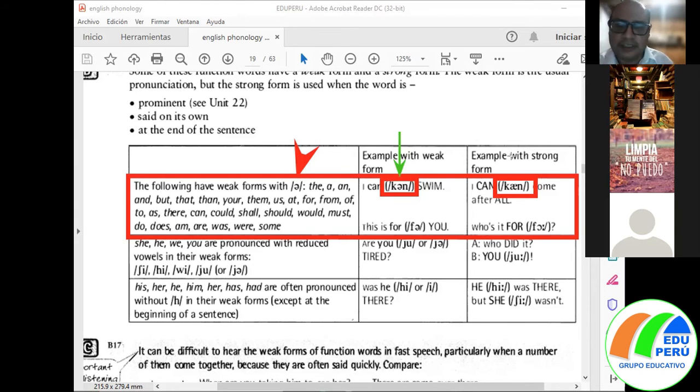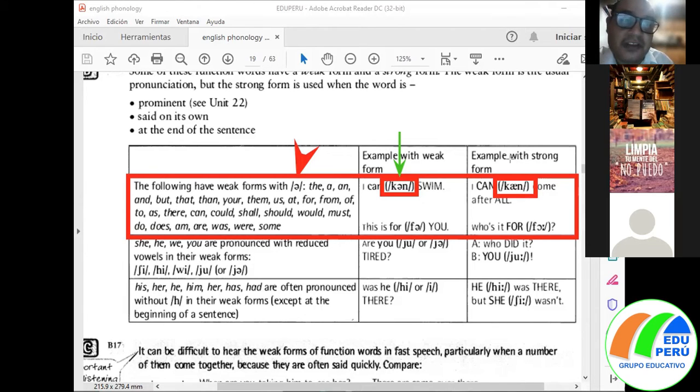For example, in this sentence in the third column, I can come after all. So you're emphasizing that you're capable of doing that. You're able to do that. So you emphasize, I can come after all. Notice you are giving stress to the function word, but in the previous sentence, can is not stressed. The stress is in the word swim.